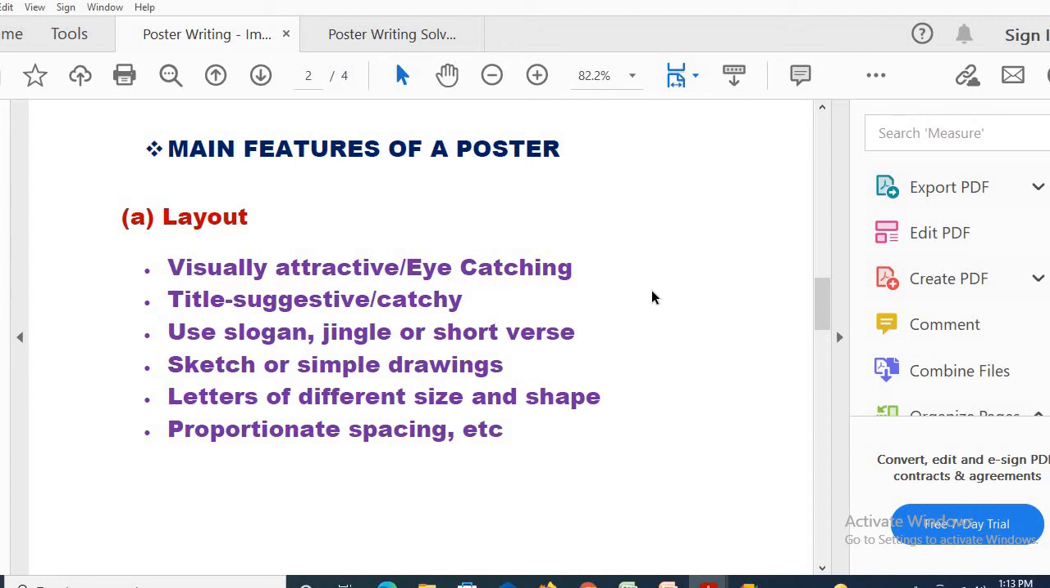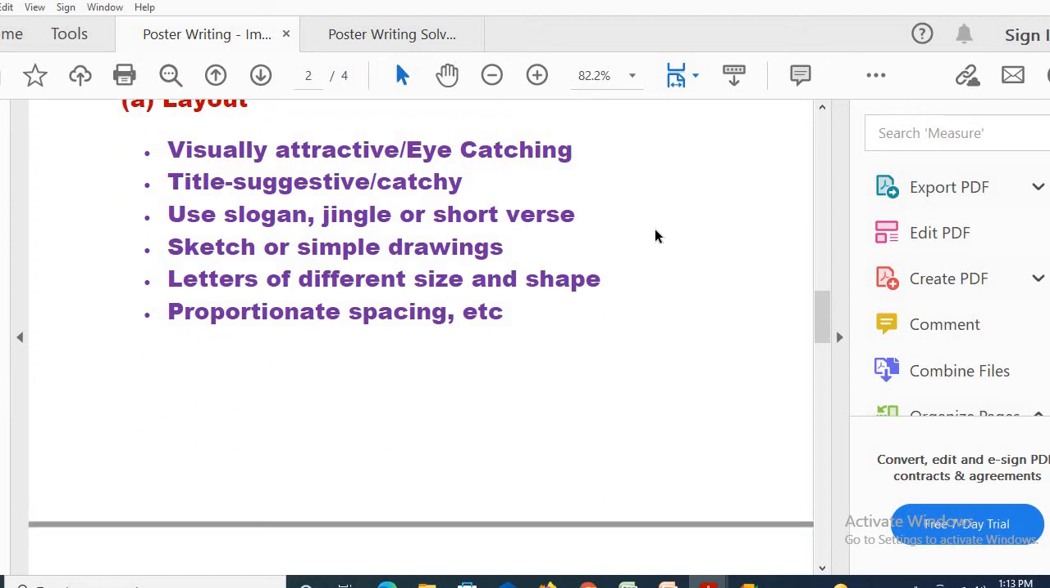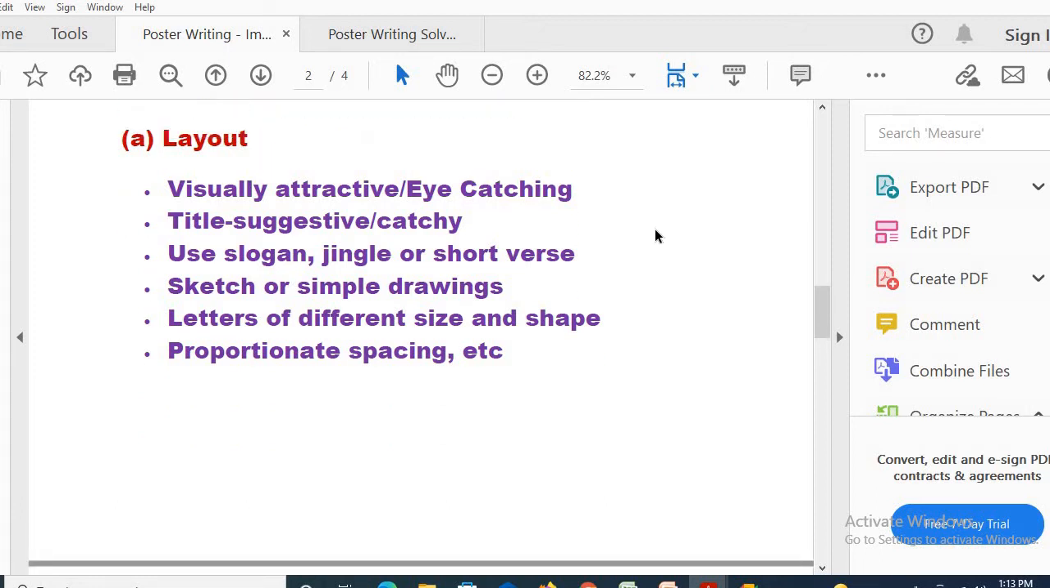This is important. First of all, it is all about layout. Layout means the design. Remember, the first important thing is that it should be decorated properly. First and foremost it should be visually attractive, or rather visually stunning. It should attract the attention of the readers or masses to a great extent, so we can say it should be eye-catching also. The title should be very catchy and very suggestive.